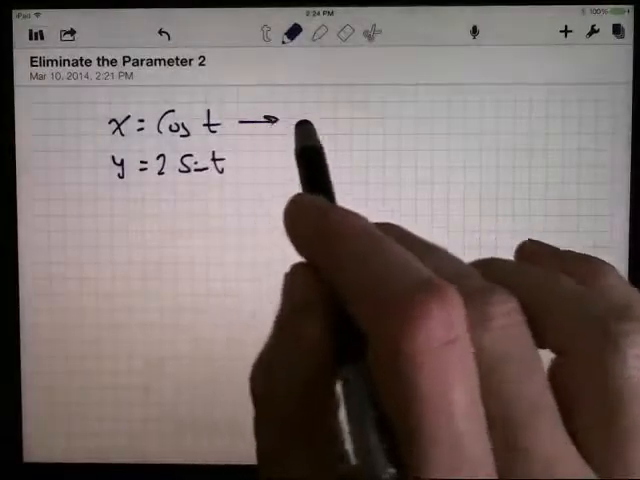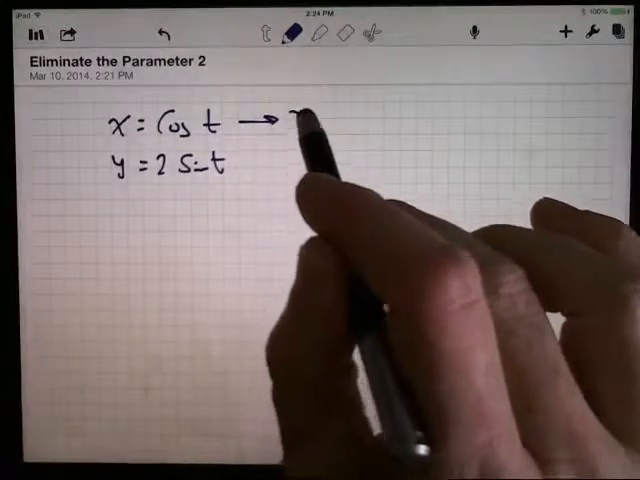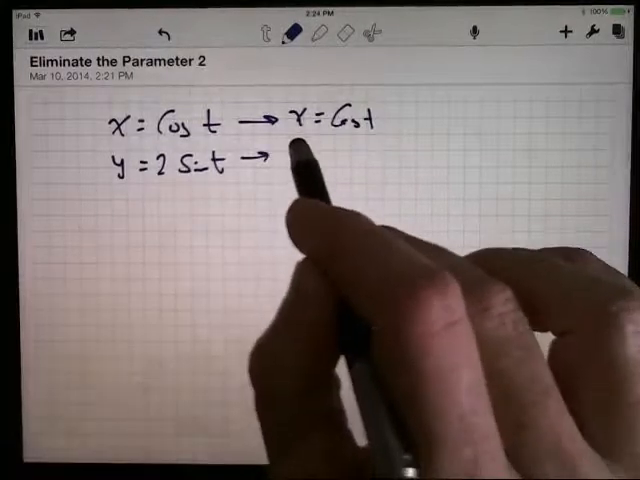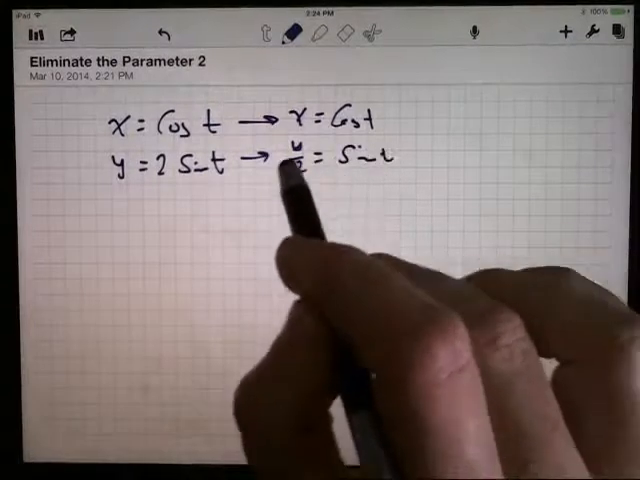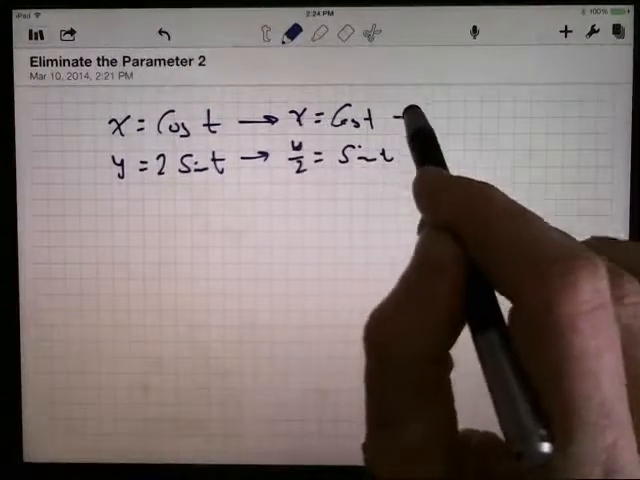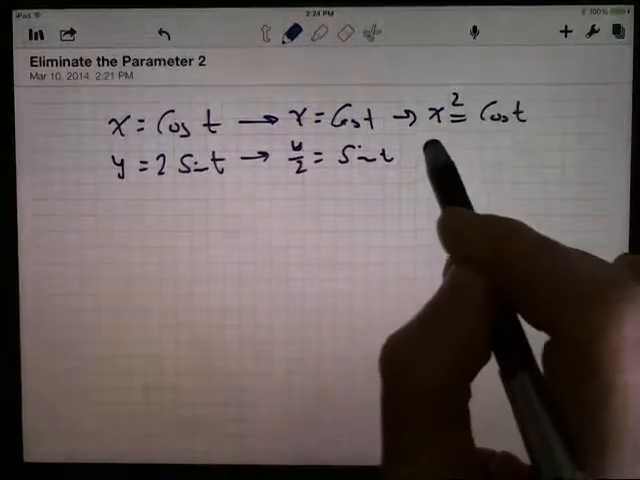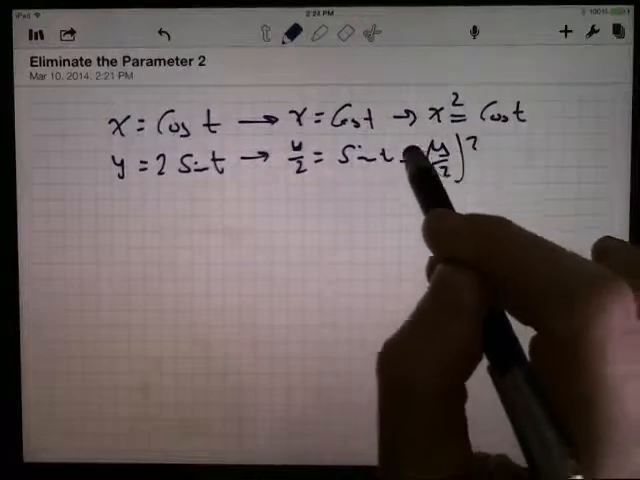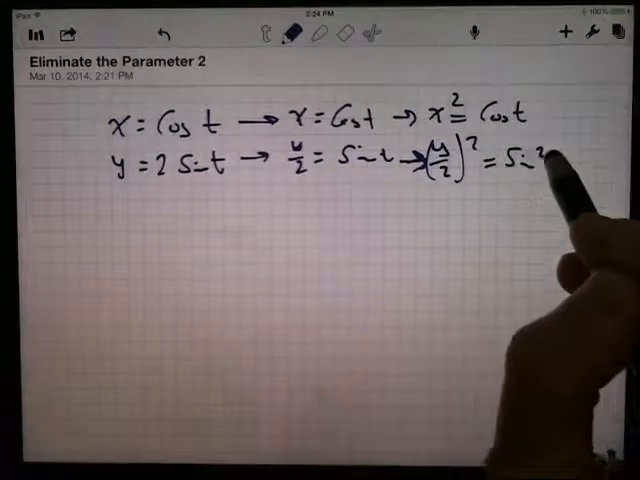By eliminating the parameter, I'm going to square both sides here. Actually, I'm not going to square both sides yet. I'm going to say x equals cos t. Here, I'm going to divide both sides by 2, so y over 2 equals sine t. Now I'm going to square both sides of each equation. So this is x squared equals cos squared t. This is y over 2, the whole thing squared, equals sine squared t.